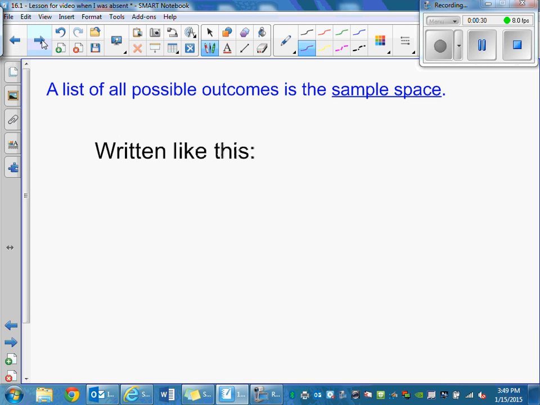A list of all possible outcomes is called the sample space, and you write a sample space with this curly little bracket that I have trouble writing with a normal pen, so with a tablet pen. That's my best job, and then you just list it. Your sample space is 1, 2, 3, 4, 5, and 6 for rolling a dice, and then of course you have to close your bracket with a little curly bracket.